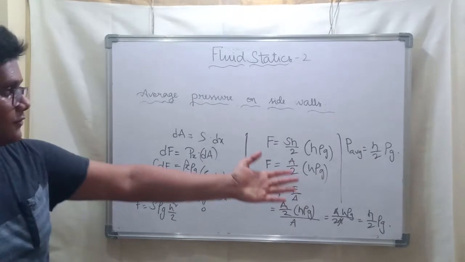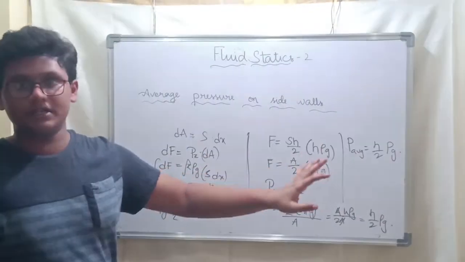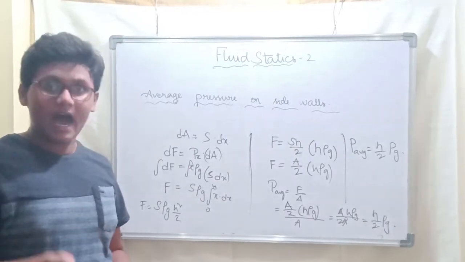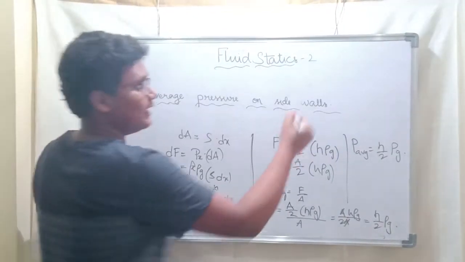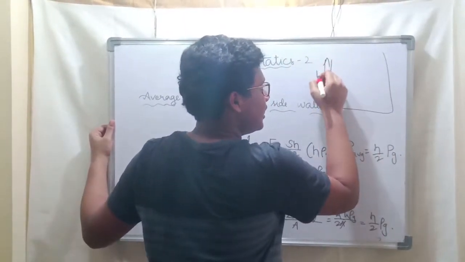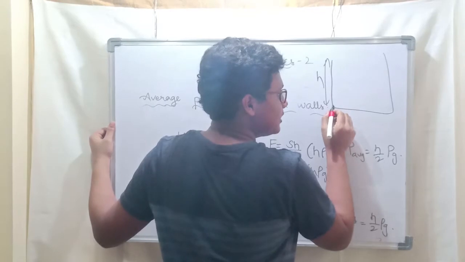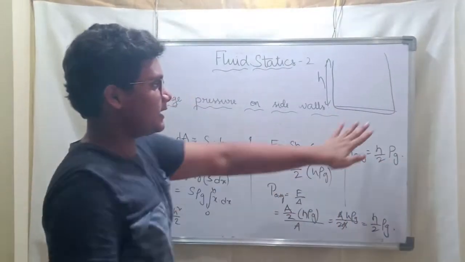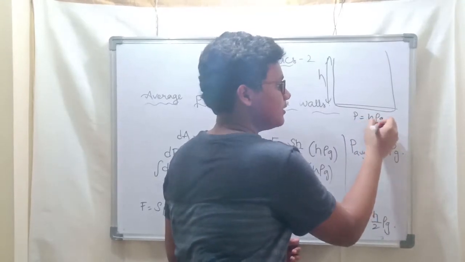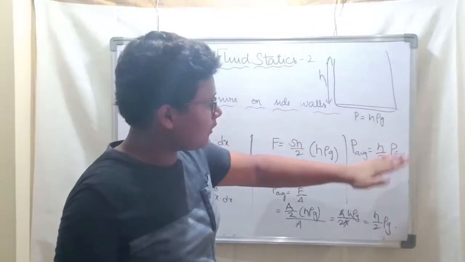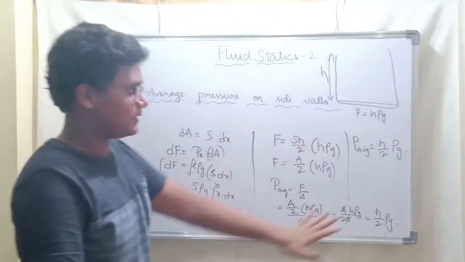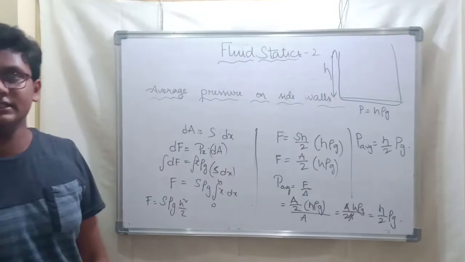In sentence form, the average pressure on the side walls is half of the pressure at the bottom. If we take a height h, the pressure at the bottom is P equals h rho g. So half of h rho g is the average pressure on the side walls. That's the concept of average pressure on the side walls.